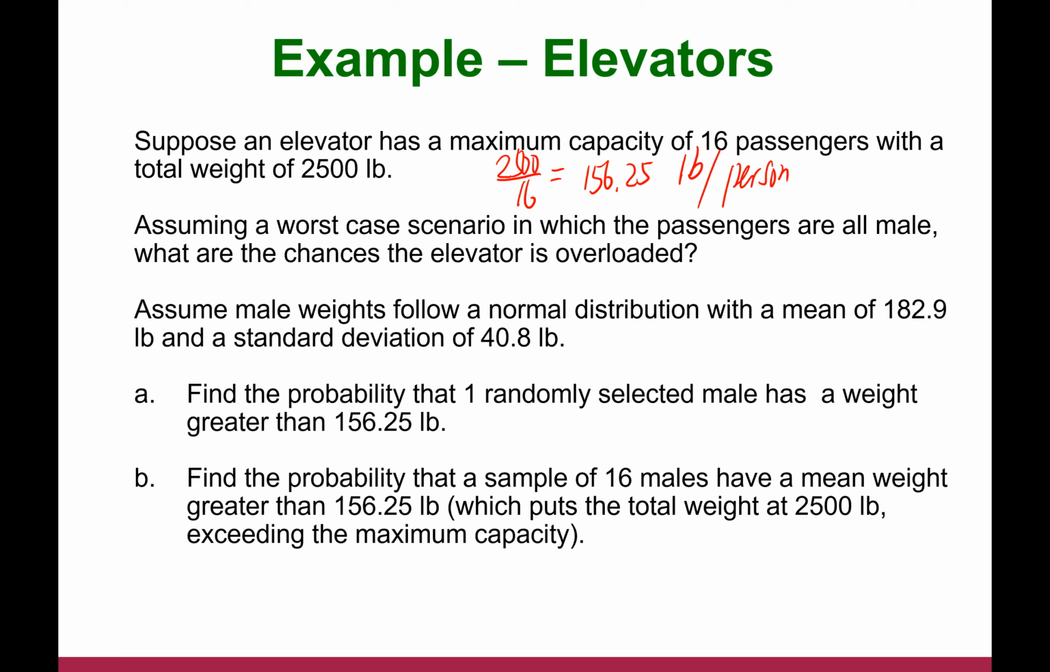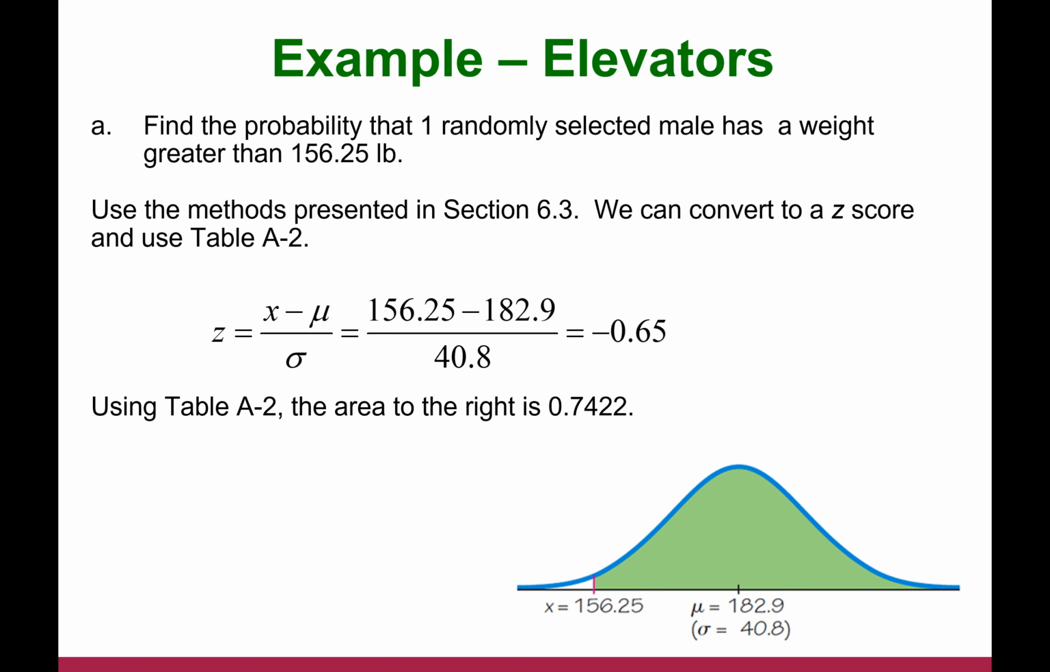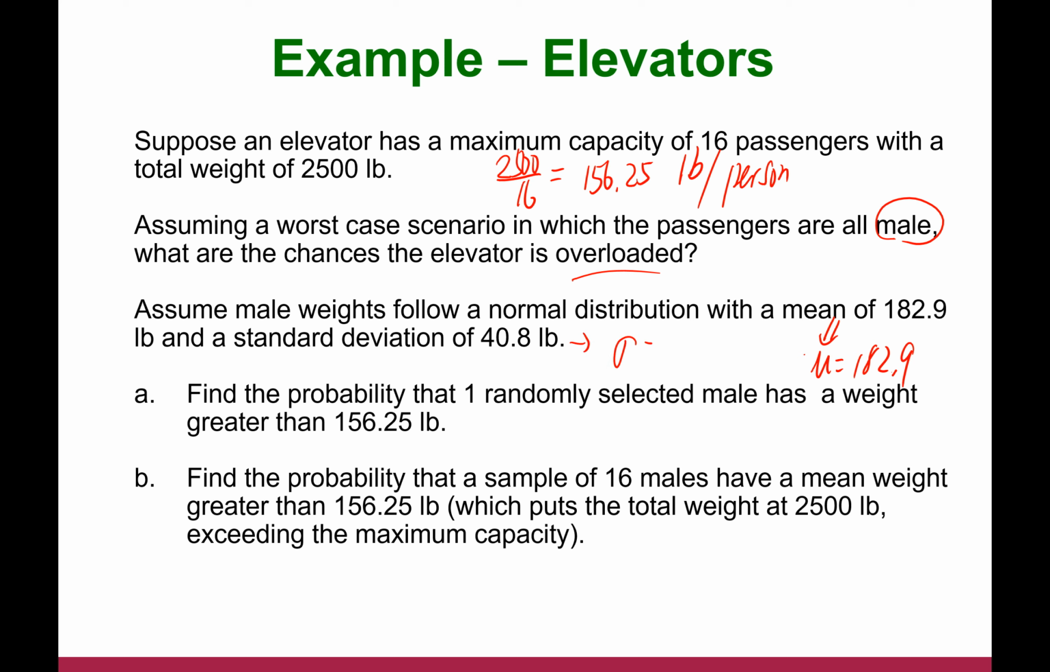Assuming worst case scenario in which the passengers are all male, what are the chances the elevator is overloaded? So if the total weight is above 2,500 pounds, that's overweight. So assuming male weights follow a normal distribution with a given population mean mu equal to 182.9. We also know the population standard deviation, 40.8. Find the probability that one randomly selected male has a weight greater than 156.25. Since you only pick one male, we use the regular z-score formula to find the probability here.